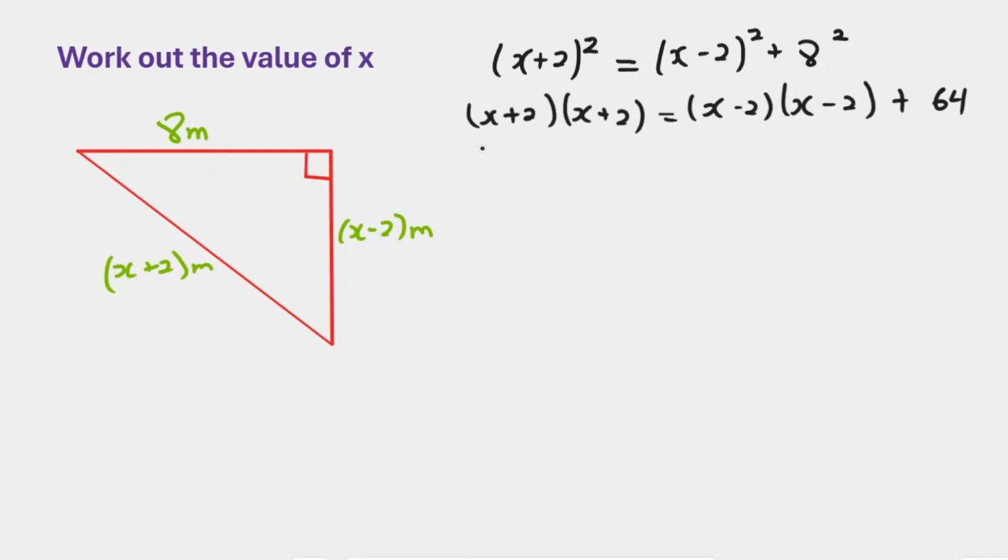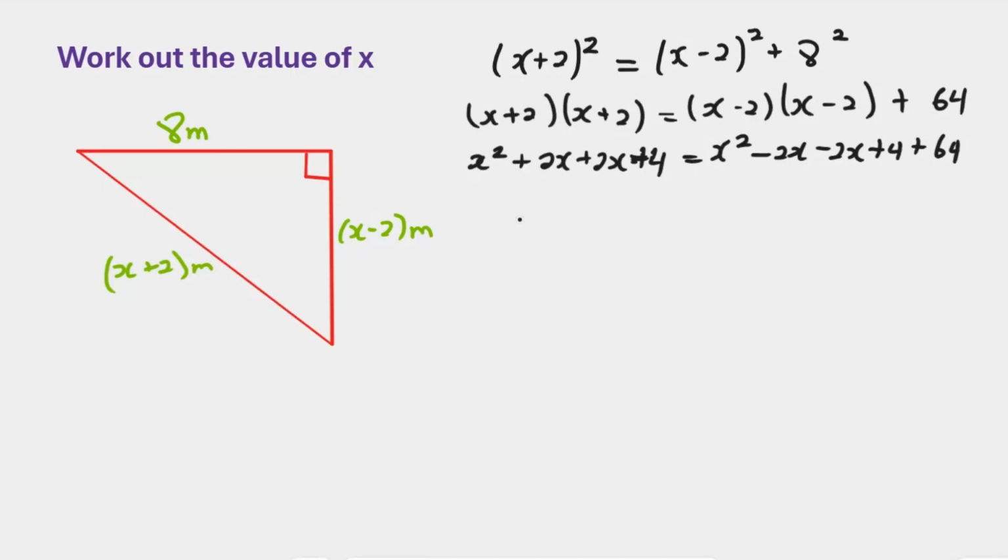So let's do that. Let me use the distributive property. So x times x will give me x squared. x times 2 will give me 2x. And 2 times x will give me 2x. 2 times 2 will give me 4. And that is equal to, the same thing applies to this. We have to use the distributive property. So x times x will give me x squared. x times negative 2 will give me negative 2x. Negative 2 times x will give me negative 2x. And negative 2 times negative 2 will give me positive 4 plus 64.